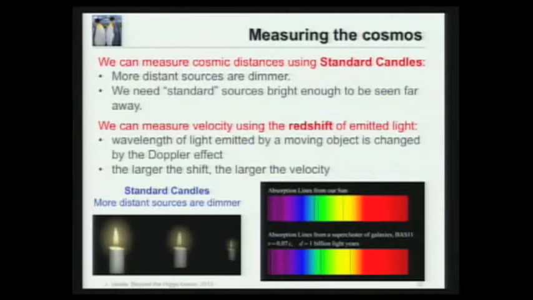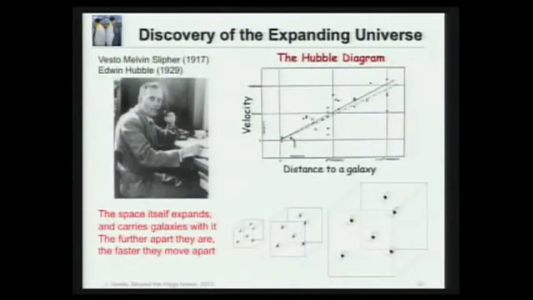To measure the cosmos, I will skip this because it was already covered by Seth. We have the standard candles to measure distances, and we have redshifts, the measurement of the redshift of the emitted light to measure speed. And doing these measurements, Hubble succeeded to establish this correlation between distance to galaxy and velocity. That was the clear indication that the space is expanding.